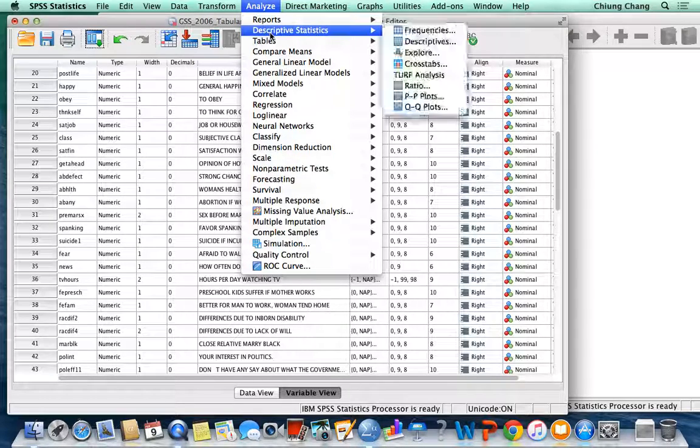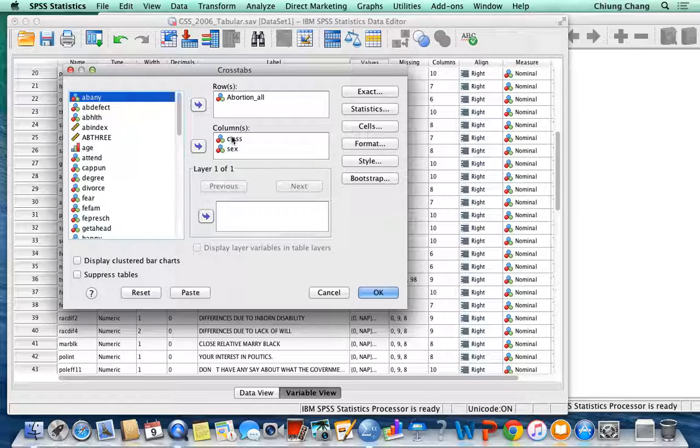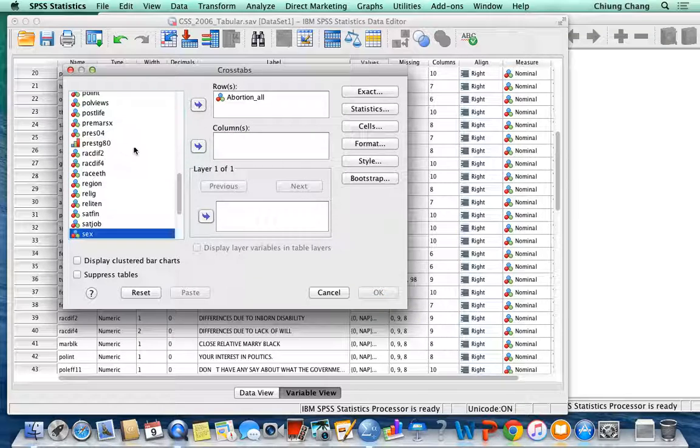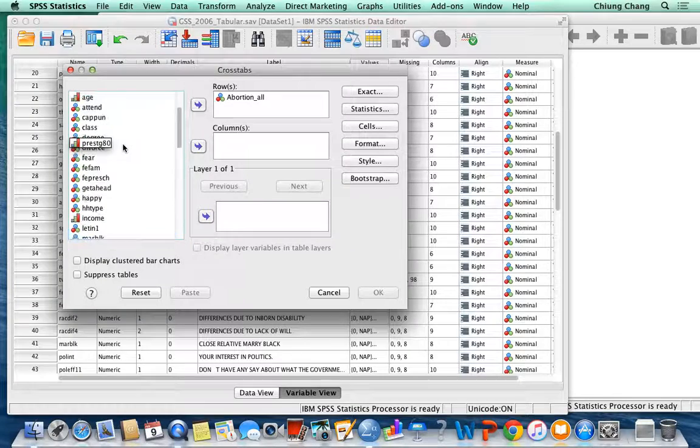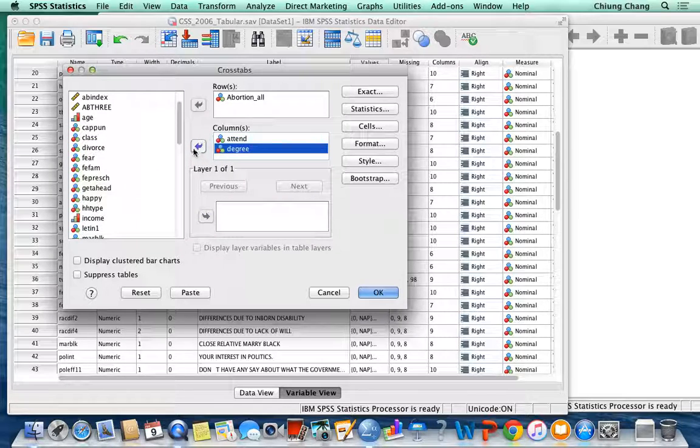To do so, you go to Analyze, then Descriptive Statistics, and then Cross tabulation. Earlier we did a test on class and sex, and we found these two variables have no significant effect at all because their chi-square tests are not statistically significant. So now we want to test some other variables. This time we're choosing attend, which measures how frequently they participate in church activity, and also degree, which is the educational level, the highest degree the respondent has obtained.